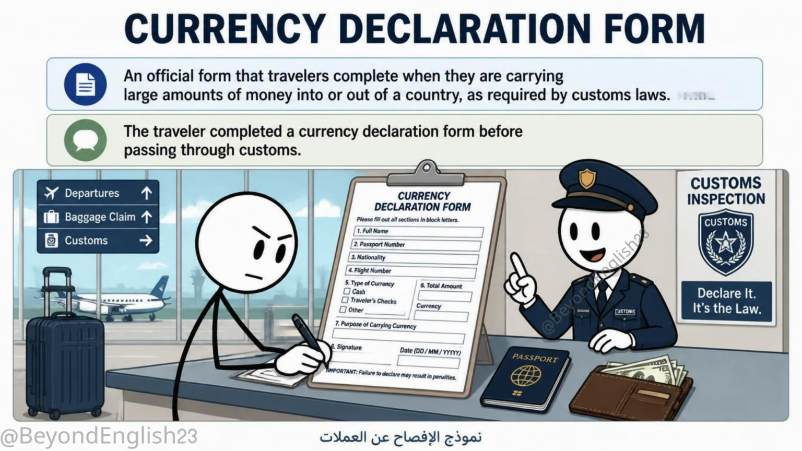11. Currency declaration form. A currency declaration form is an official document that travelers may need to complete when carrying a large amount of money across an international border. Example: the passenger filled out a currency declaration form before entering the country.